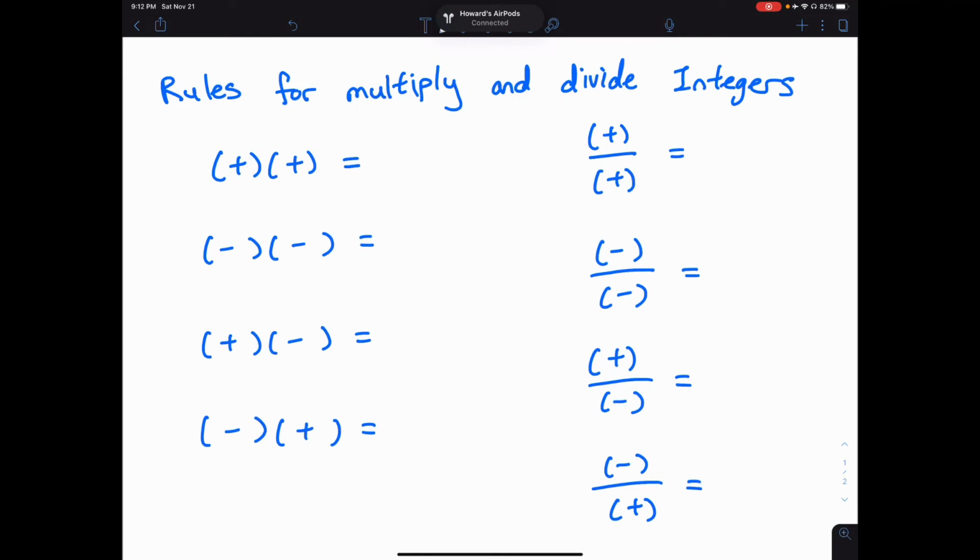Hello everyone, in today's video we are talking about the rules for multiplying and dividing integers. So let's take a look.